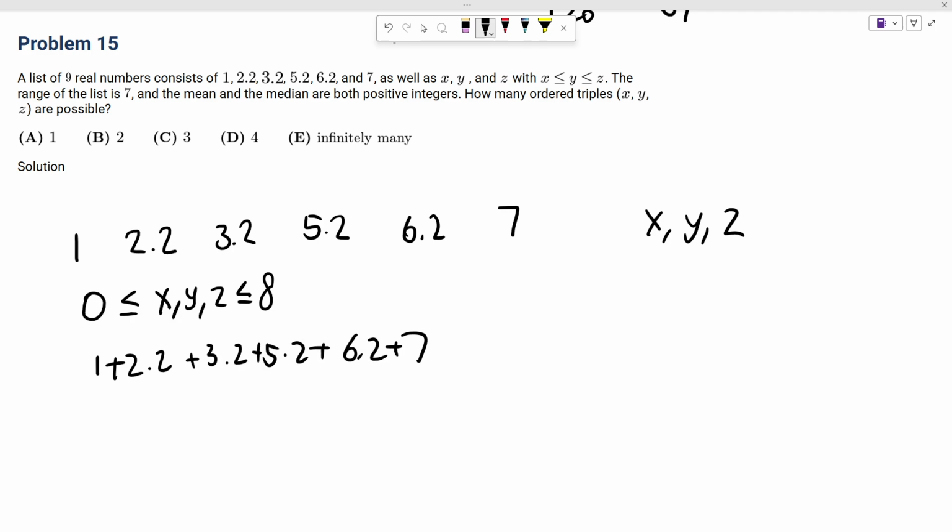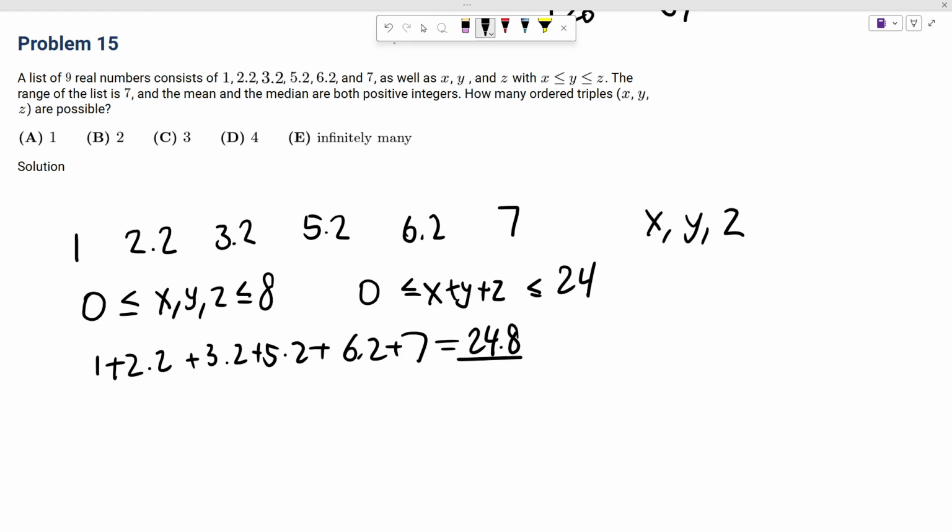What does this equal? 3.2, 6.4, 11.6, 17.8. It equals 24.8. So that means that x plus y plus z is between 0 and 24.